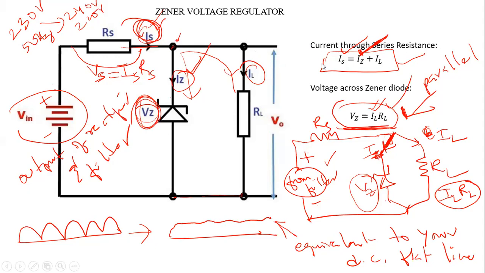That is how it prevents line fluctuation.